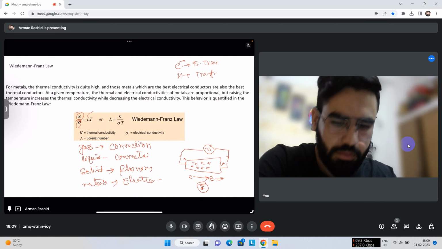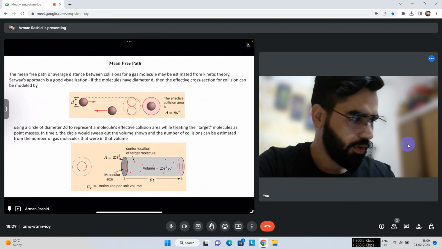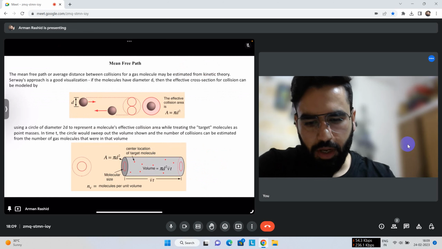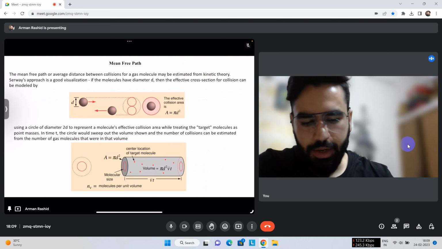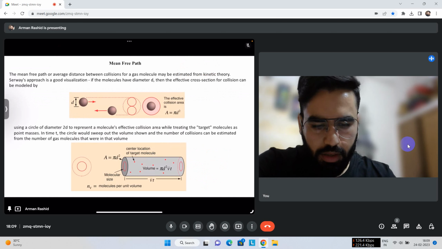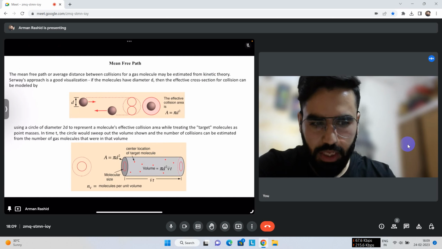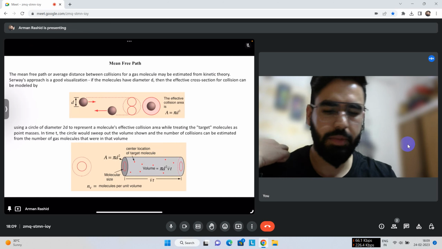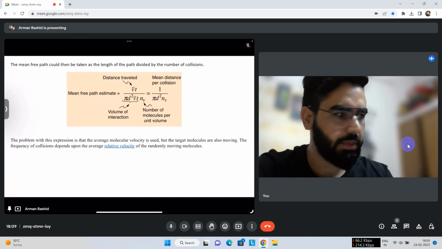Then, in order to quantify certain parameters, we need the concept of the mean free path, and how this mean free path is related to the mean square velocity, or we can say mean square displacement. Mean square velocity and mean square displacement are two different parameters that I will explain next.